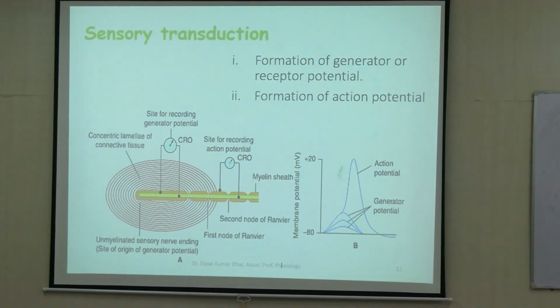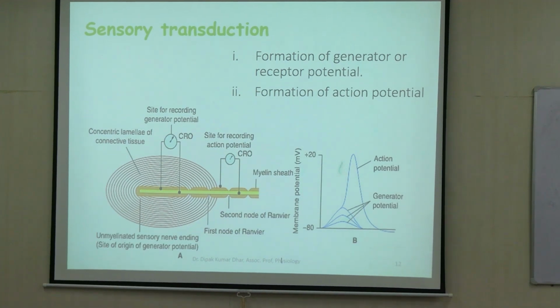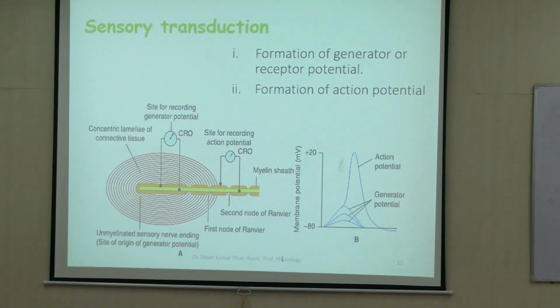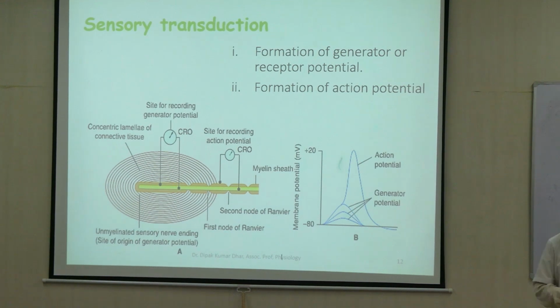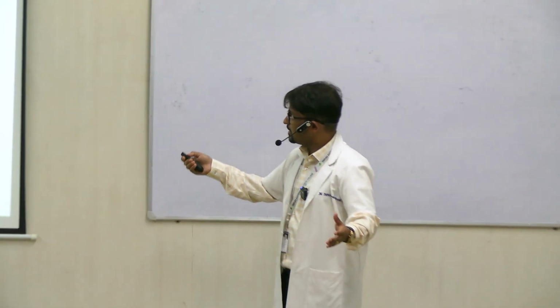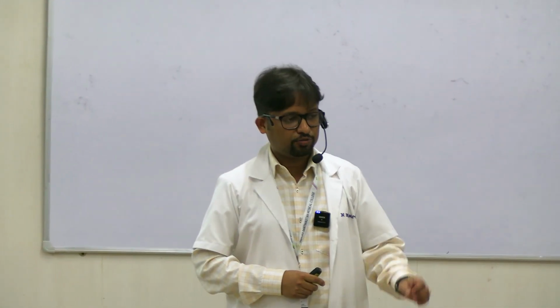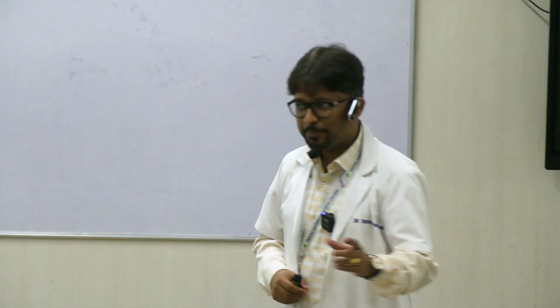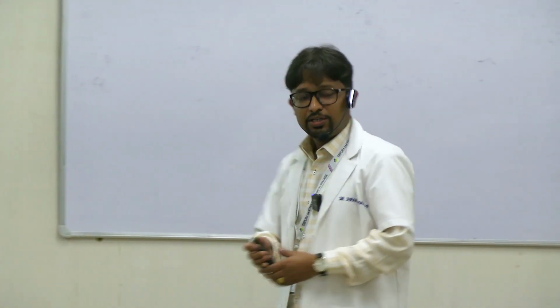Now let us start with the process of transduction. So transduction is the basic process by which all forms of stimuli are converted to electrical signals. There are two parts of this process. The first part is the formation of a generator potential or receptor potential, and the second step is how the receptor potential gets converted to an action potential.